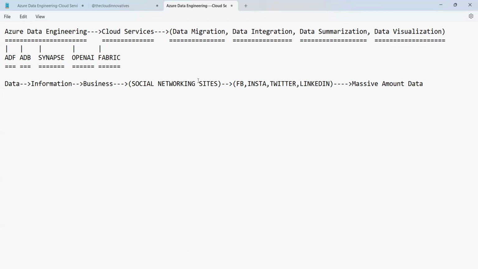Now, guys, apart from getting the data from the business, that is social networking sites, what are the other sources of getting the data, everyone? We can expect the data from the following sources. We get the data from the information, and the information can be business. And now, what type of business can you have? We can get the data from the banking applications, guys.